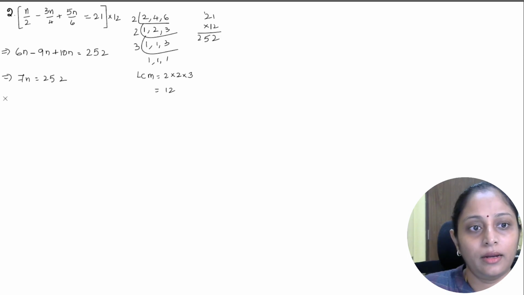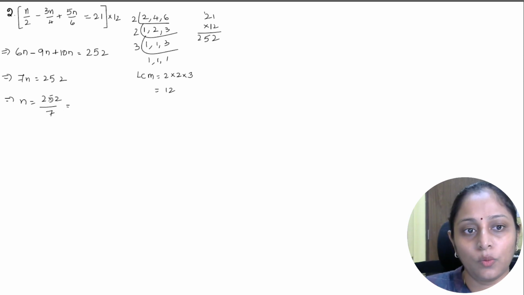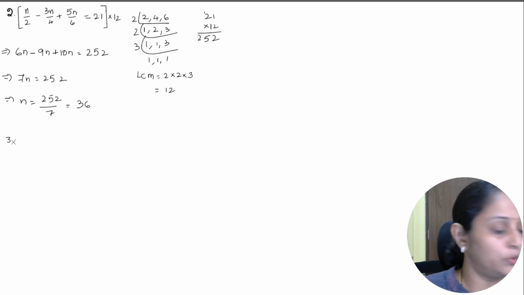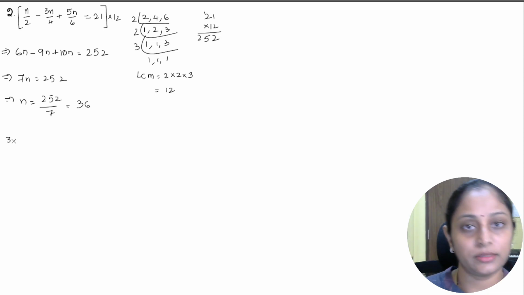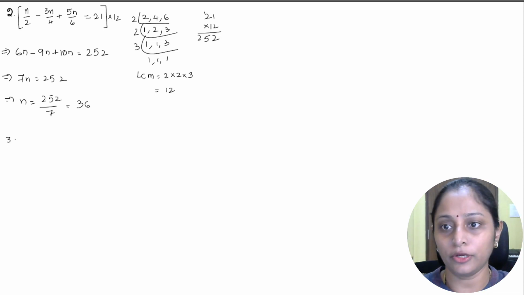Now I am going to bring this coefficient down by 7. 7 3 is 21 and 7 6 is 42. So my answer is n is equal to 36. So that is the answer for your second sum.